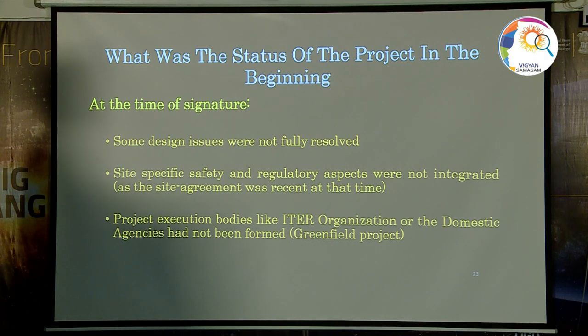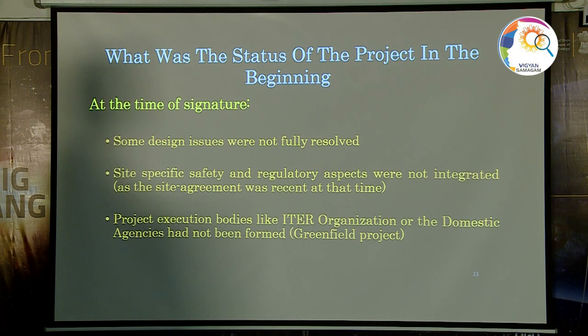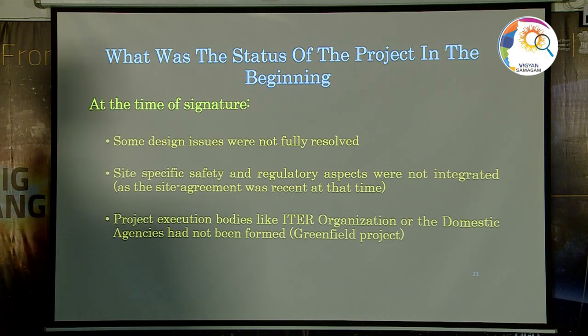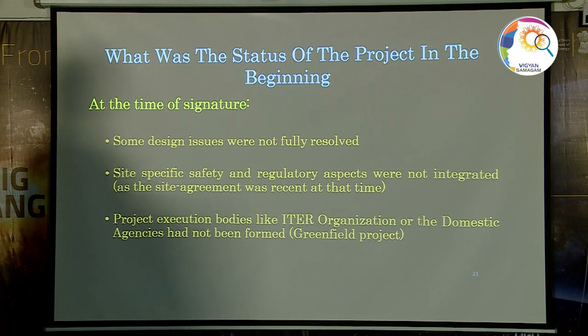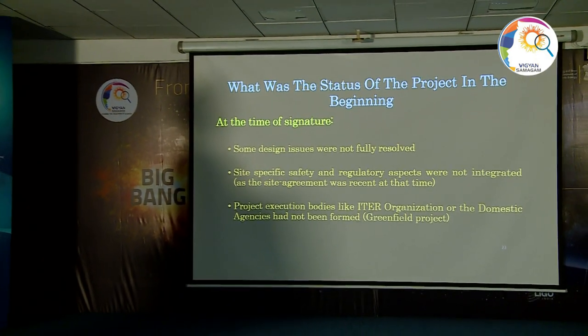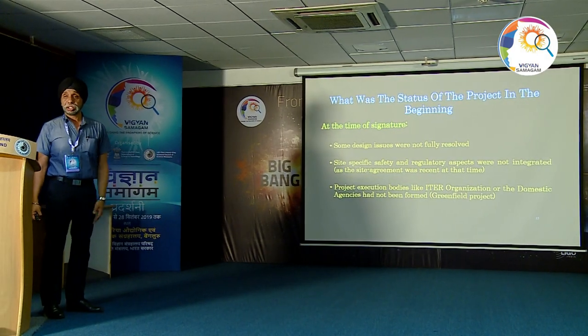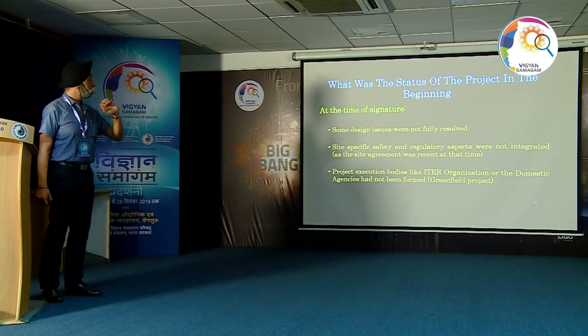But in any project that you start, there are hindrances. Not hindrances, but there are unplanned things in the project, which come to light as you start moving with the project. So what happened was that at the time when we started this, when we did the signature, there were some design issues which were not fully resolved. It was not that they were overlooked, but the technology was developing worldwide, and as we got more and more answers to the questions, we realized that some improvements had to be made in the design. For example, when Fukushima came in, it said that if you have a plant of a nuclear standard, you need these additional safety measures to be taken in, for which the design has to be revised. So it is in this sense that I say that some design issues were not fully resolved.